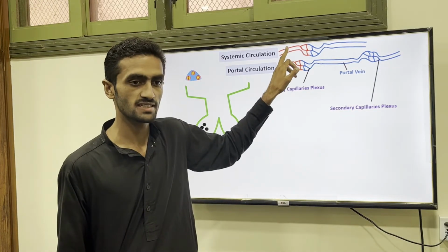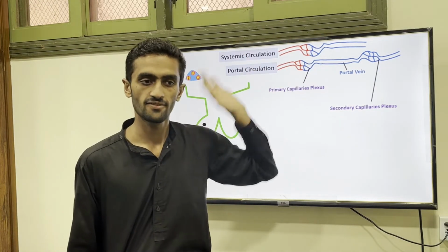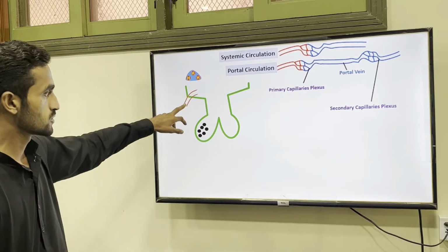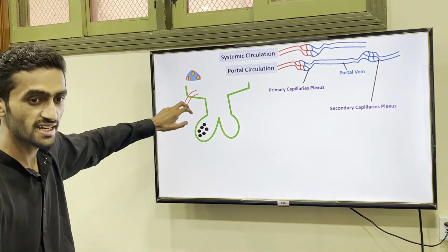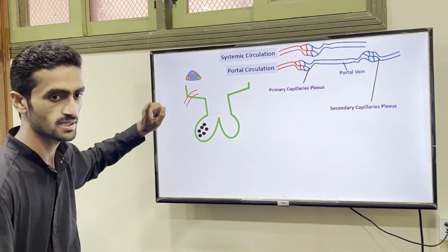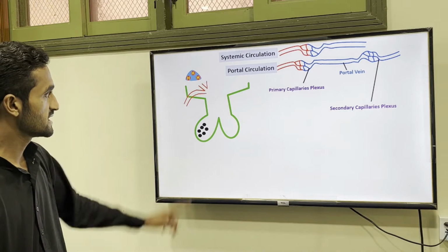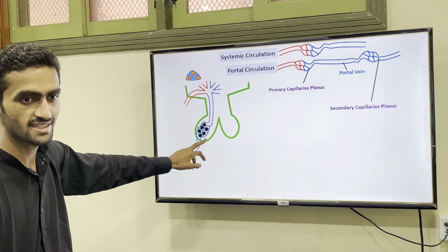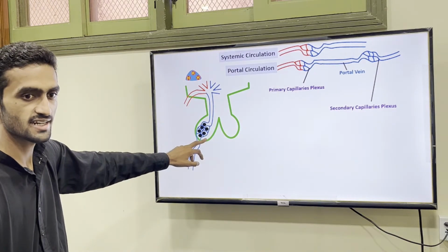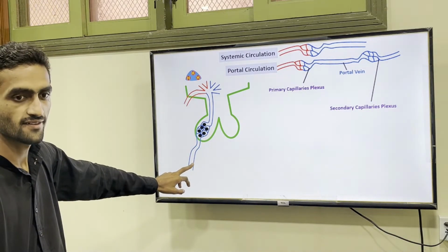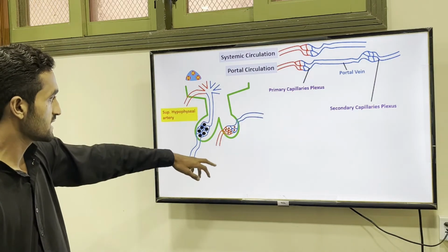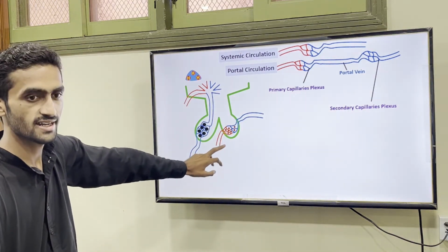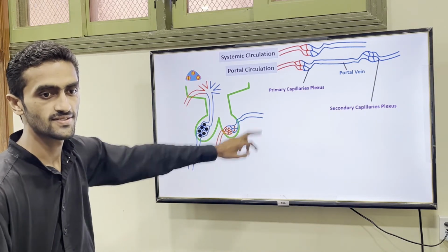In this pathway, artery, capillary, and vein. So let's look at the blood supply here. This is the artery. In the anterior pituitary, your portal system is applied. You can see this is the primary capillary plexus, this is the portal vein, this is the secondary capillary plexus, and this is the vein. In this other pathway is the systemic circulation: artery, capillary, and vein.